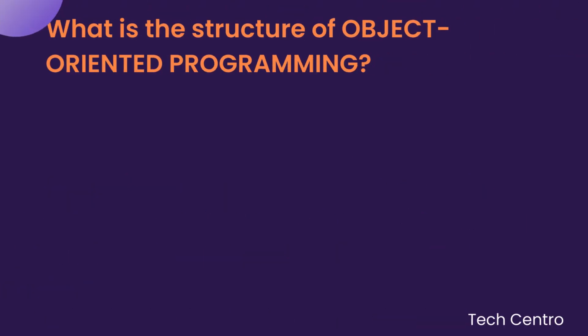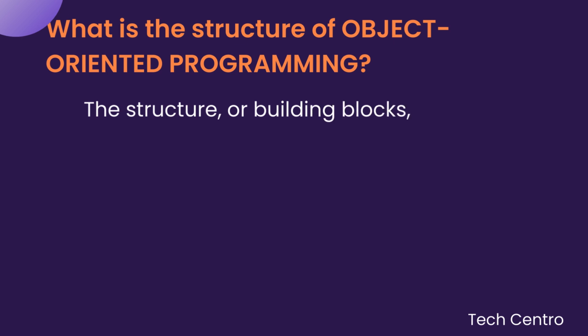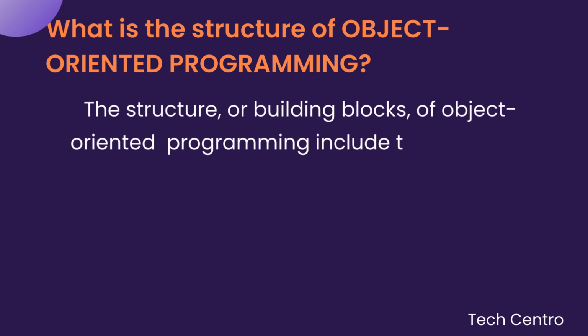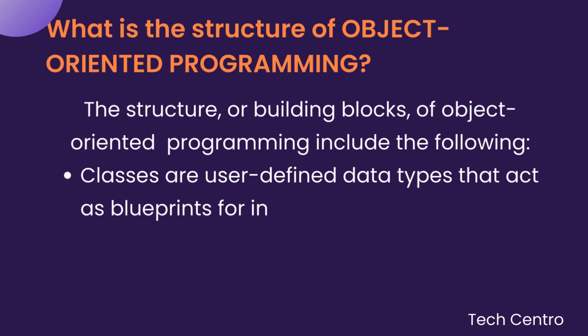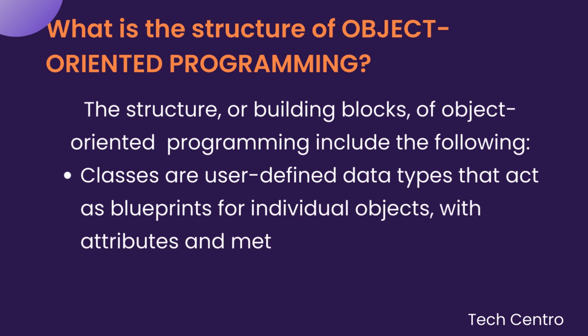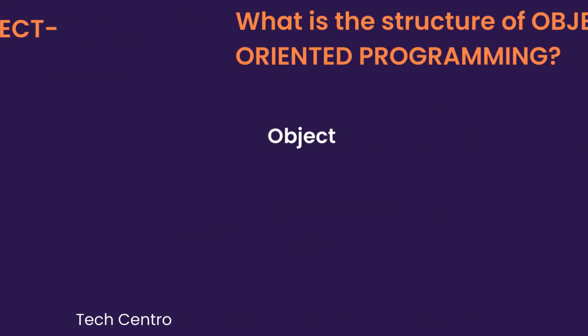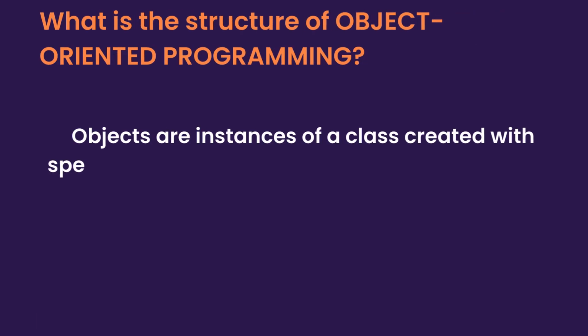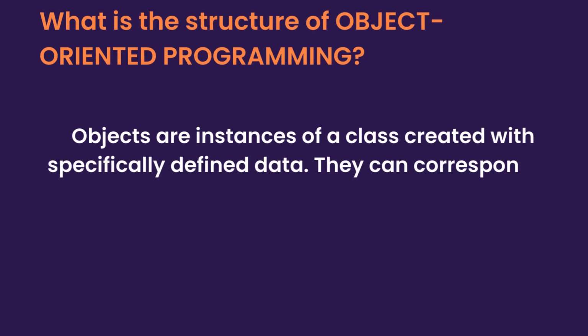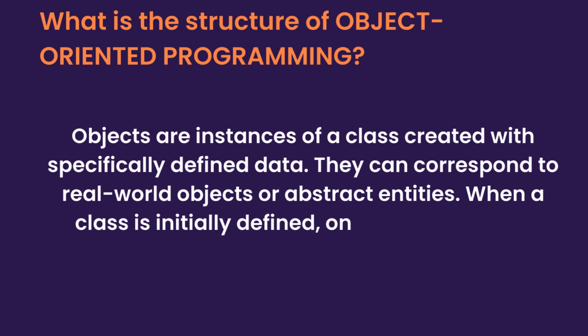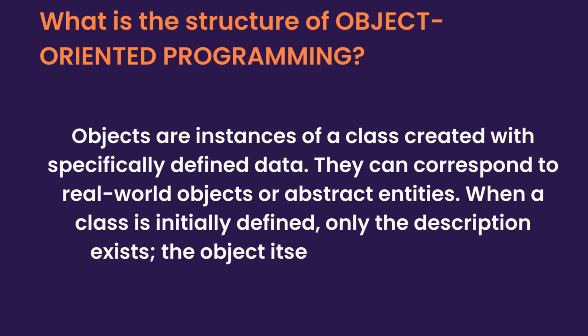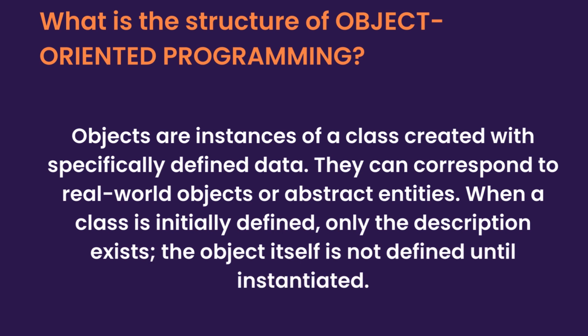What is the structure of object-oriented programming? The structure or building blocks of object-oriented programming include the following. Classes are user-defined data types that act as blueprints for individual objects with attributes and methods. Objects are instances of a class created with specifically defined data. They can correspond to real-world objects or abstract entities. When a class is initially defined, only the description exists. The object itself is not defined until instantiated.